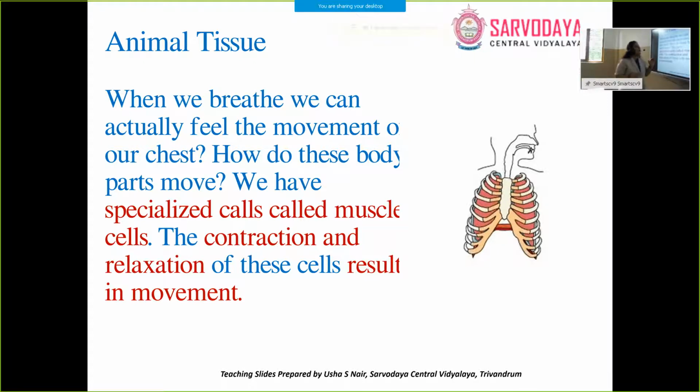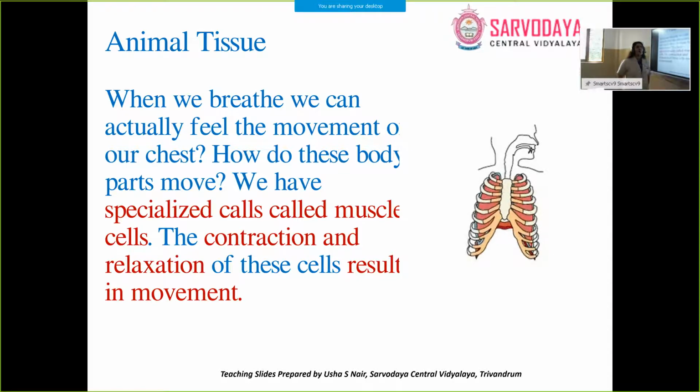Okay, that's nice. So here what happens is we have specialized cells called muscle cells. We know this process: the contraction and relaxation of these muscle cells result in movement. Inhale, exhale, contraction and relaxation. We have learned this in respiration, the process of inhaling the air and exhaling the air. So whatever you have done now, inhaling and exhaling, this is what was happening. I hope you all got that feel. It does not just happen; it happens because we have specialized cells called muscle cells.